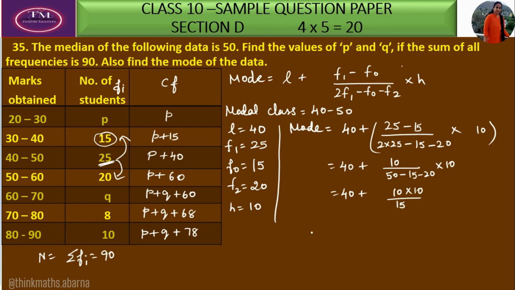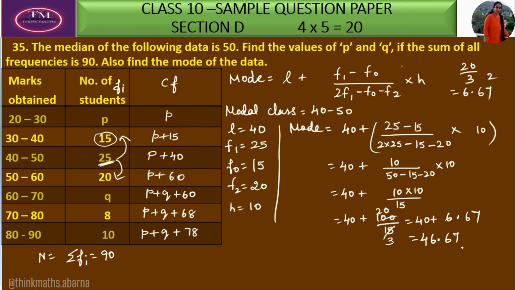So I am going to write this as 10. So 40 plus 100 divided by 15. So what is 100 divided by 15? 3 5s are 15, and 20 into 5 is 100. So 20 divided by 3. So 40 plus 20 divided by 3. 6 3s are 18, again 2 is the remainder. So it goes on like this. So I will get 6.67. So adding, 46.67 is the mode for this question.